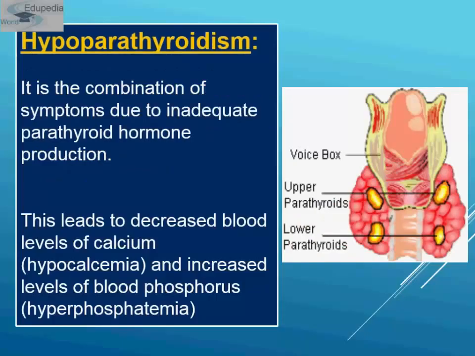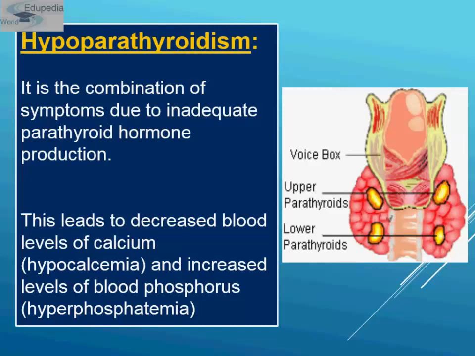Now comes hypoparathyroidism. It is just the opposite of hyperparathyroidism. Hypo means decreased production of parathyroid hormone, that is PTH. So it is the combination of the symptoms due to inadequate parathyroid hormone production, and this leads to a decreased blood level of calcium, which we call hypocalcemia.